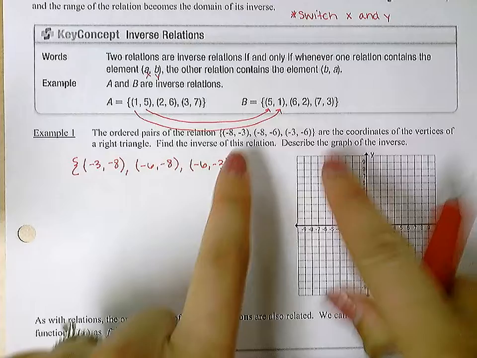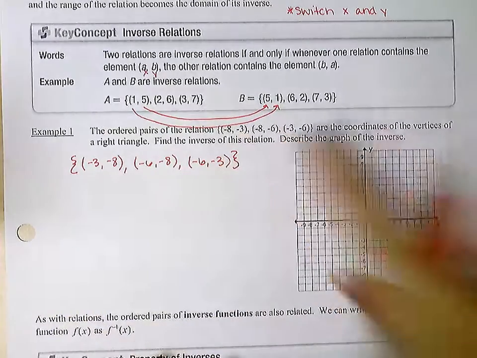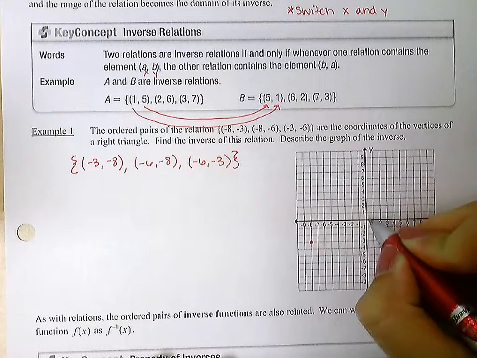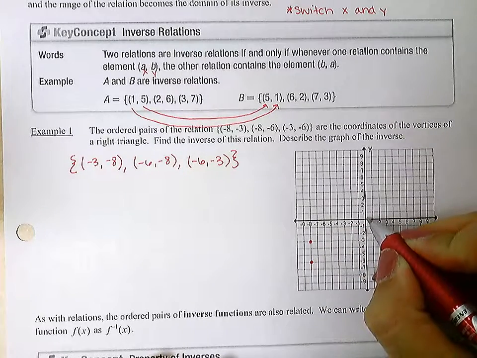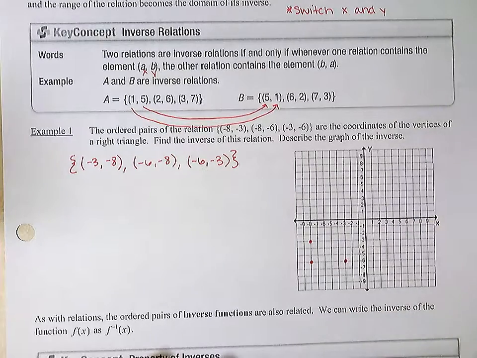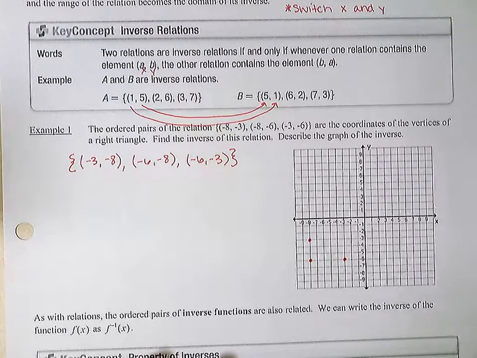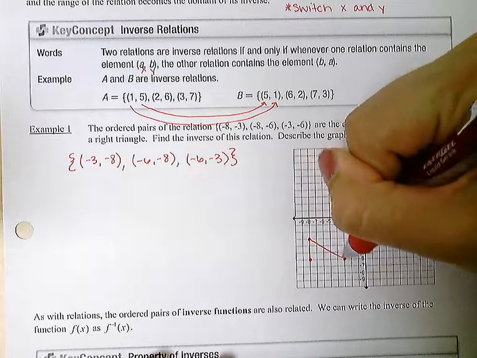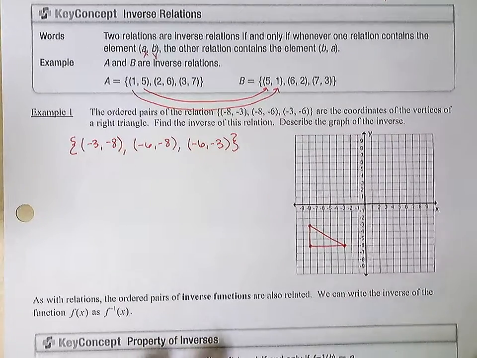I want you to plot these first 3 points. So plot these 3 points first. We have (-8, -3), (-8, -6), and (-3, -6). You can connect all 3 of those points, and they should create a right triangle once you connect that. That's where that right triangle is.